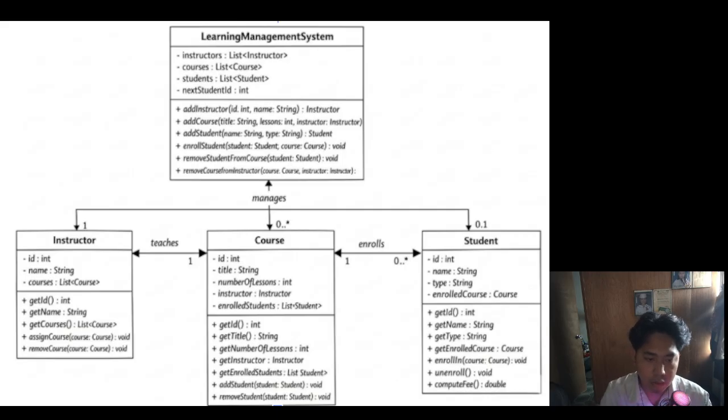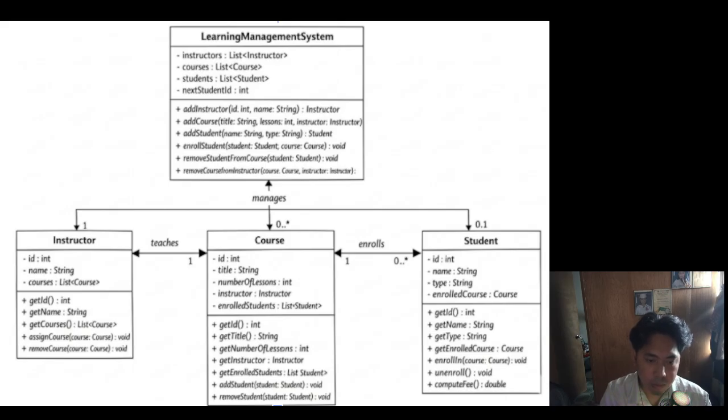removing objects. Below it are the three entity classes. The instructor holds the instructor's ID, name, and a list of courses, with methods to assign and remove courses. Course holds the course details, a reference to its instructor, and a list of enrolled students. And student holds the student's ID, name, type, and enrolled course, with methods to enroll, unenroll, and compute the fee.